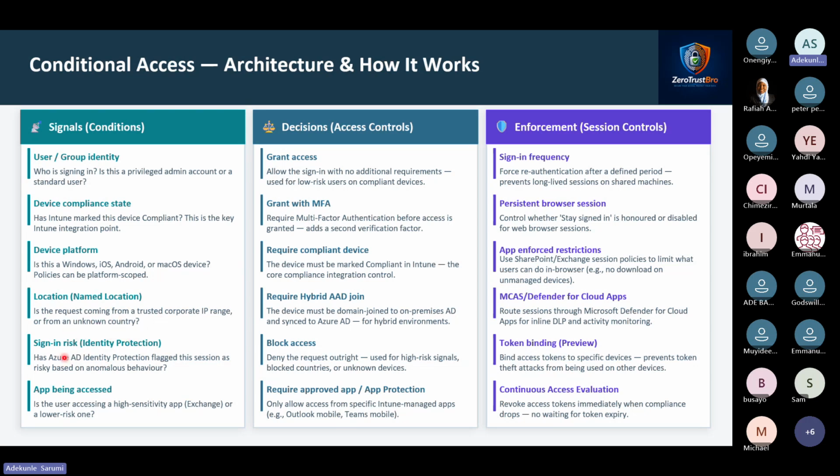Then sign-in risks, which is identity protection. So another condition you can check is, has Entra ID Identity Protection flagged the sign-in as risky based on anomalous behavior? So this speaks to, for example, I think a perfect example would be atypical travel. So someone that signed in to maybe Exchange.